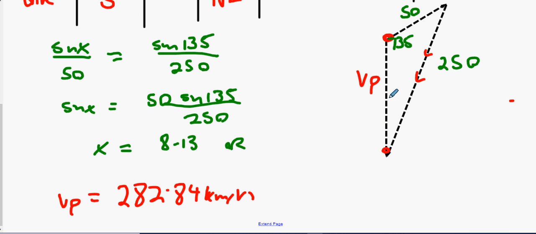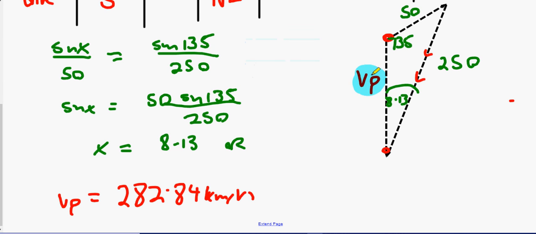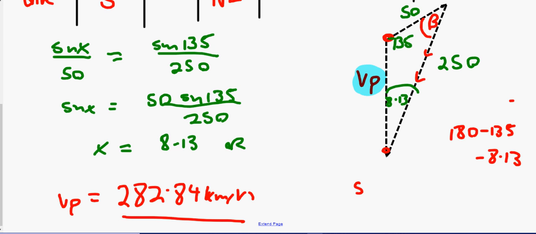What can you say about the next thing then, lads? That's 8.13. You now need to find out what VP is. So what's VP again? So we need to find the VP for the way back. We're expecting it to be below 282.84. So we call this B, is it? Okay, so what do we get here? Oh, sorry, we know angle B, don't we? What is angle B? 180 minus 135 minus 8.13. Is it 36.87? Alright, it's 36.87.